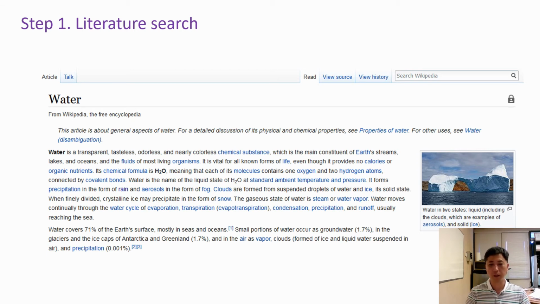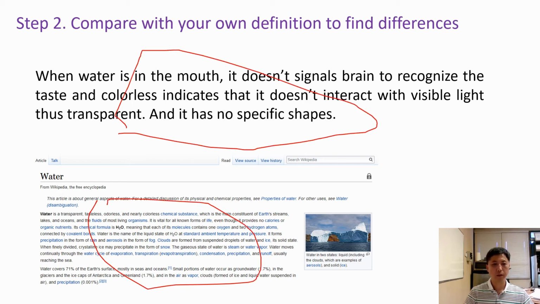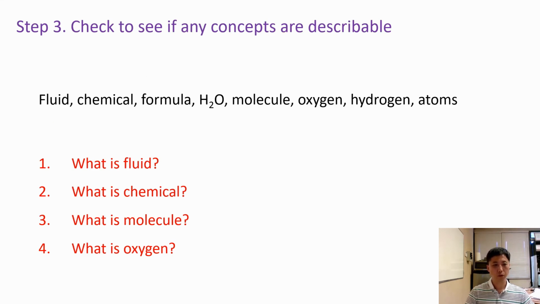And in Wikipedia, sometimes the information is not 100% accurate. It's better to use a textbook if you want to. So what you need to do is, you have your statement and you have references. Compare them, find the differences and list them. And then you simply generate questions to define each of them.